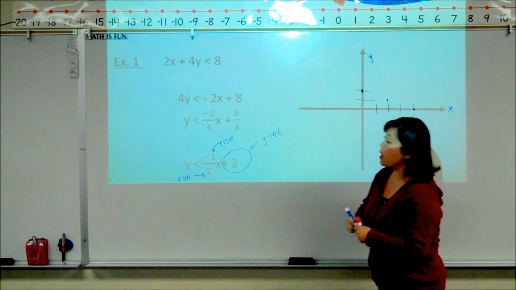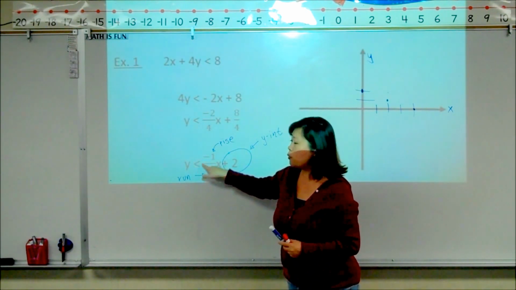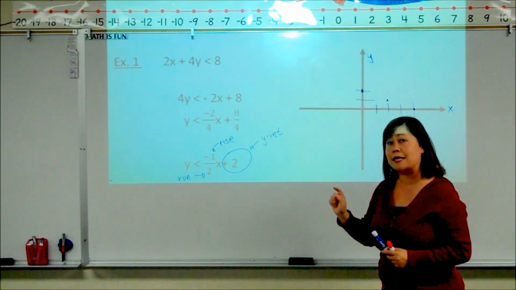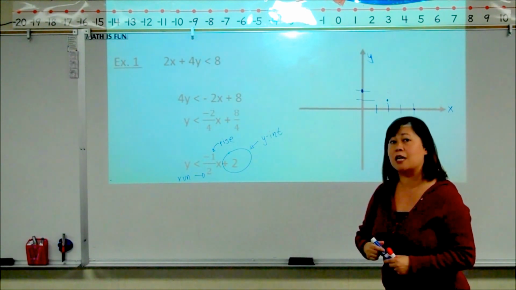Now, from here, I look at this inequality sign, which says y is less than. The sign will tell me if it's a solid or a dotted line. If it's less than or greater than without the little equal sign, it's going to be a dotted line.